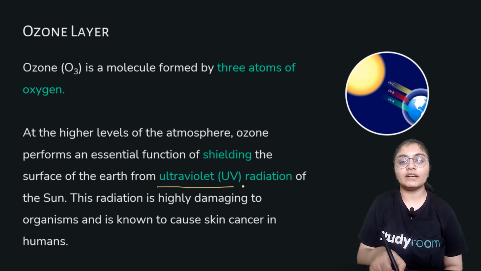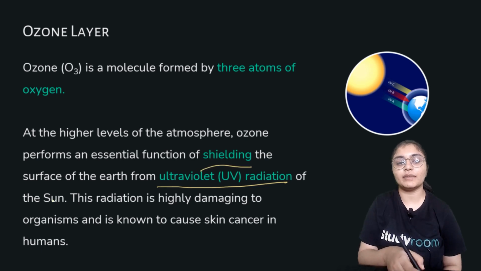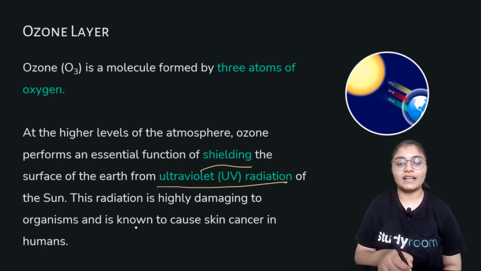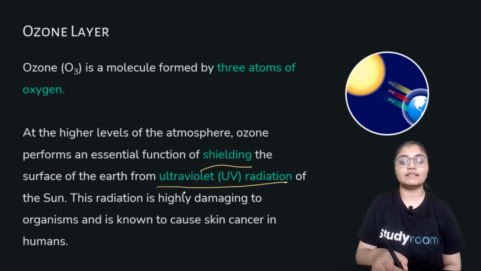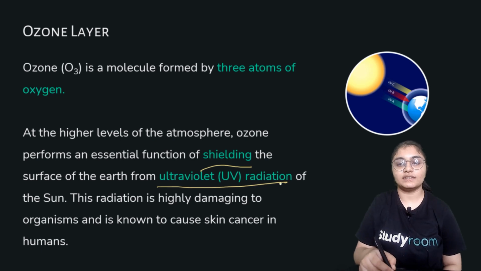So in order to save the organisms present on earth from ultraviolet radiation, there is a shield, and this shield is made up of ozone. These ultraviolet radiations are very harmful for the humans and animals living on this planet, and can cause skin cancer and several diseases. That is why, to prevent this ultraviolet radiation, we have a shield made up of ozone. Ozone is basically formed by 3 atoms of oxygen.